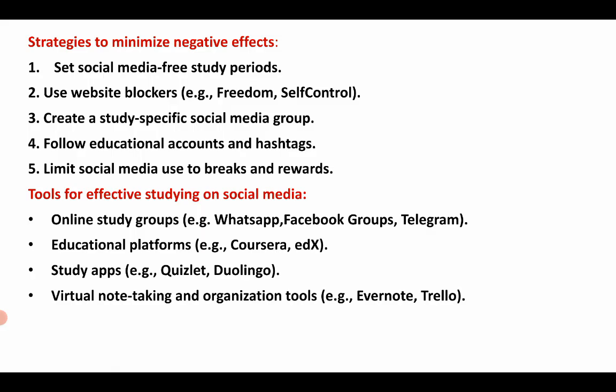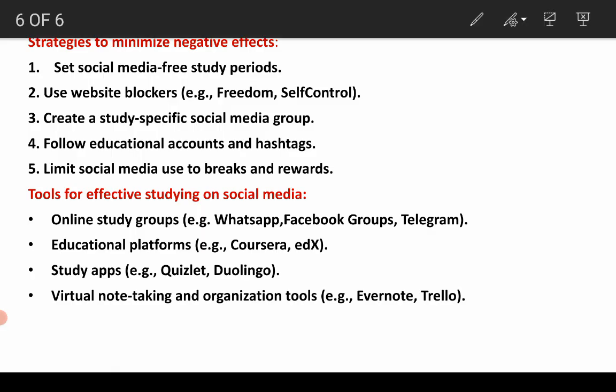One, you have to set social media free study periods, meaning that there should be occasions when you are studying without your phone close by or without access to any social media. So you study for 2 hours or 1 hour without your phone near you. Okay? That way, it means you're going to avoid the distractions, you're going to avoid negativities that come with social media.